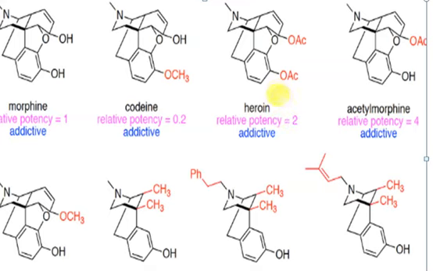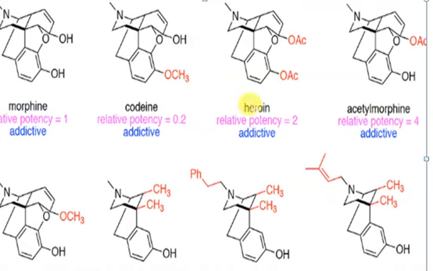So instead of carrying out the acetylation of both of the hydroxyls, what we do is that we convert just this hydroxyl into acetoxy group and we retain this hydroxyl. So this is acetyl morphine. This is 4 times more potent than the morphine, but the problem remains, it is still addictive, right?